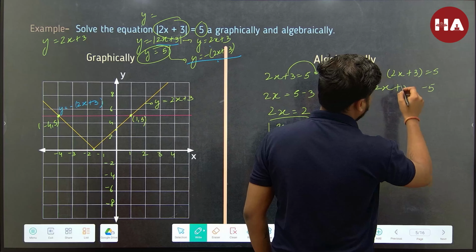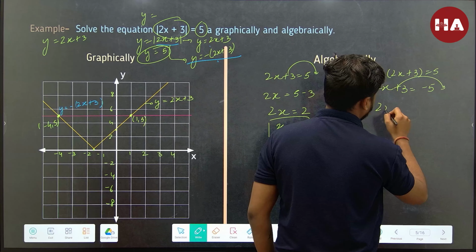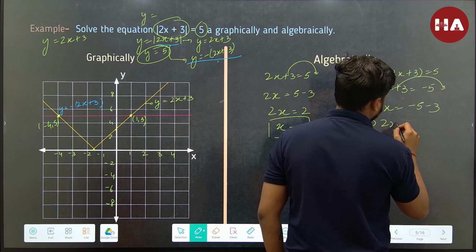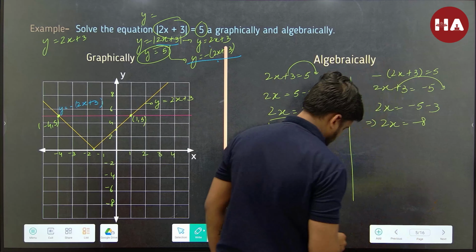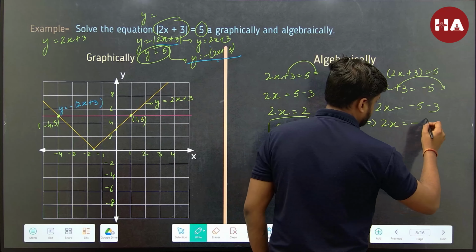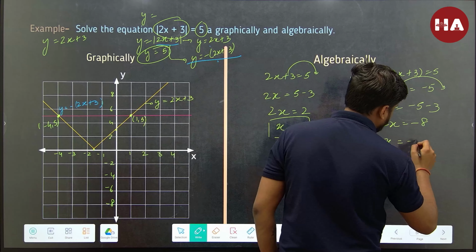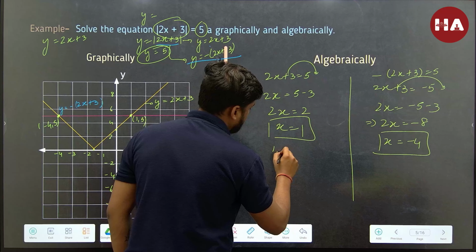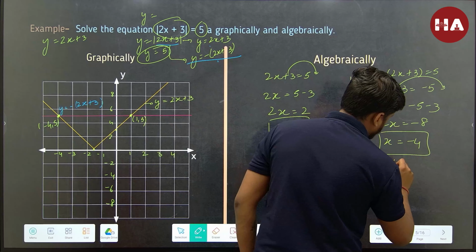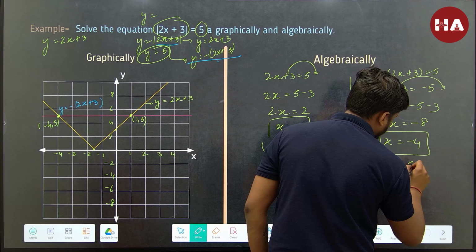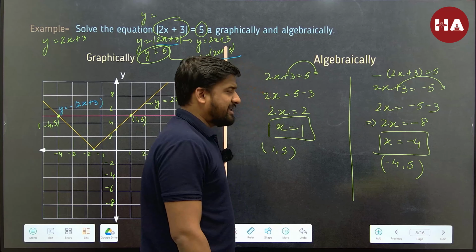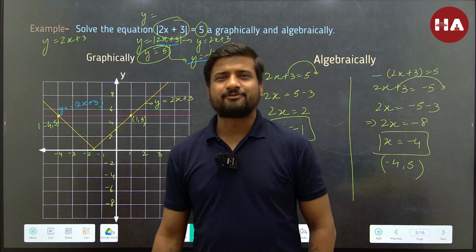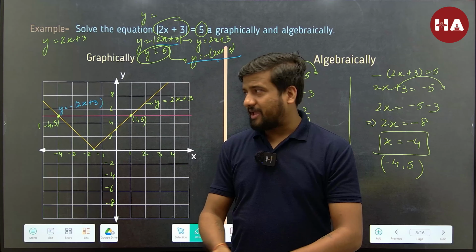And the next one I'll shift it there. I'll get 2x = -5 - 3. So that gives me 2x = -8. So x equals negative 4. So my first point becomes 1 comma 5. Second point becomes minus 4 comma 5. And see, I am getting the exact same answer, that one also. All right. Okay, please note it down.